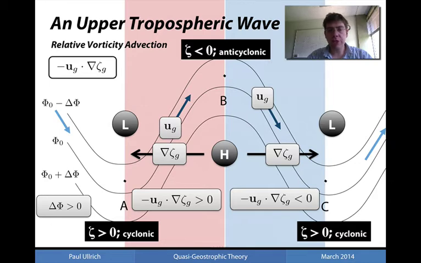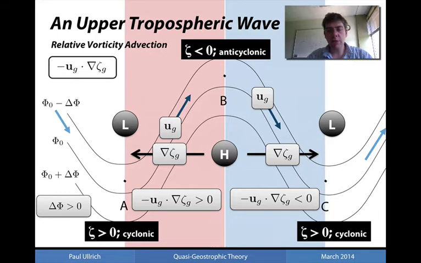Consider relative vorticity advection now. Relative vorticity advection is given by the dot product between Ug and the gradient of the relative vorticity, and the negative of both of those components together. So Ug will always be pointing eastwards, and the gradient of the relative vorticity will change, but will be purely aligned in the zonal direction.